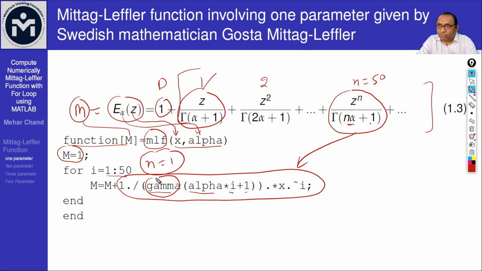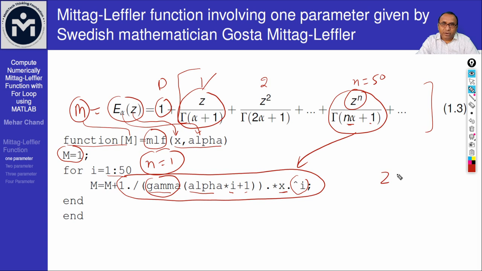And also in the place of z, we are using x. So dot product, dot, and this is the star symbol of a product. This will create an array. For the array product, we have to use the dot product sign. Okay, then we have this sign used for exponent. Here we have z raised to power n. Okay, like in this way.